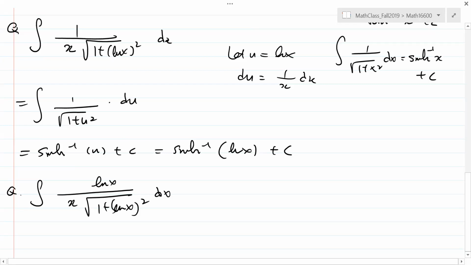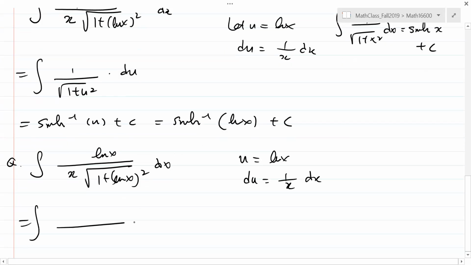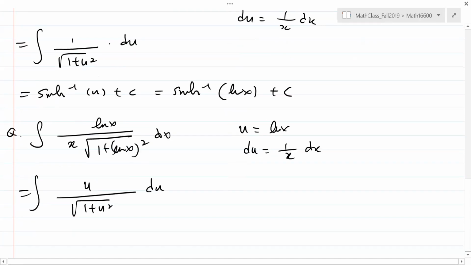Right, so use the same substitution. Right, no other choice. So du equals 1 over x dx. Then the integral becomes, and there is just an additional u there. dx over x is still du. Now, when you see an integral like that, we call it a two-step problem. You need two ideas, right? You need another substitution, which is 1 plus u squared.